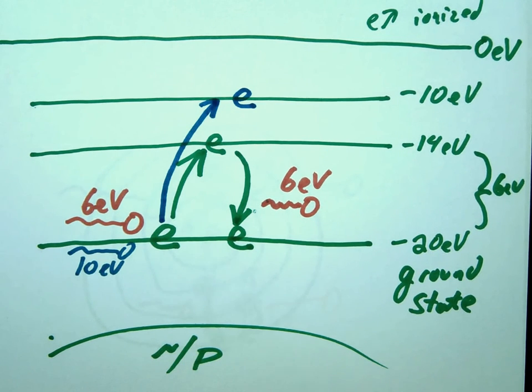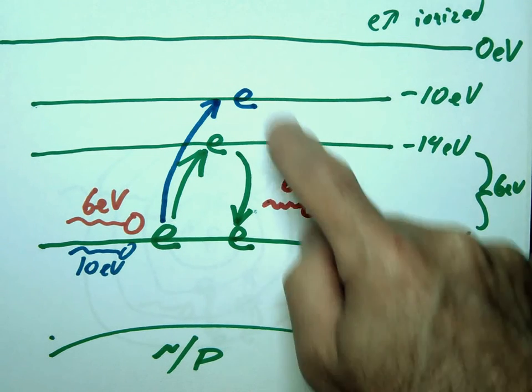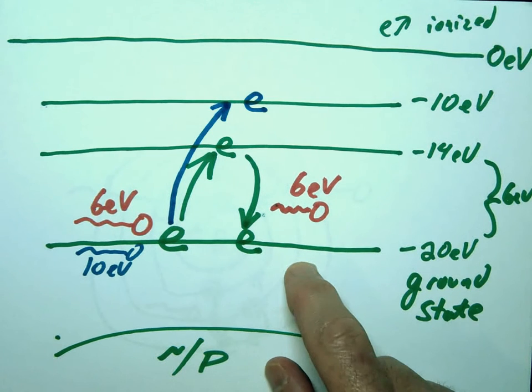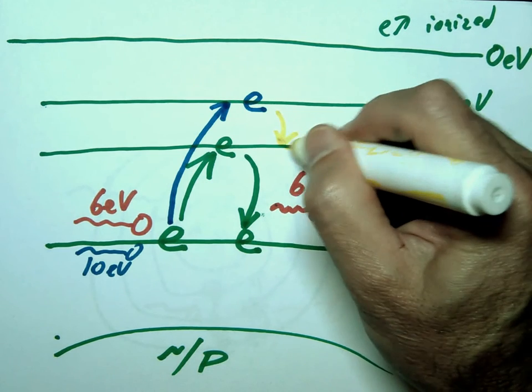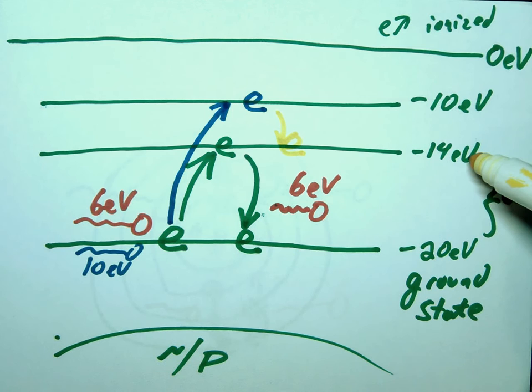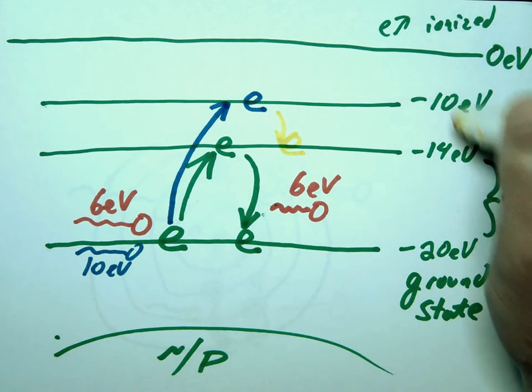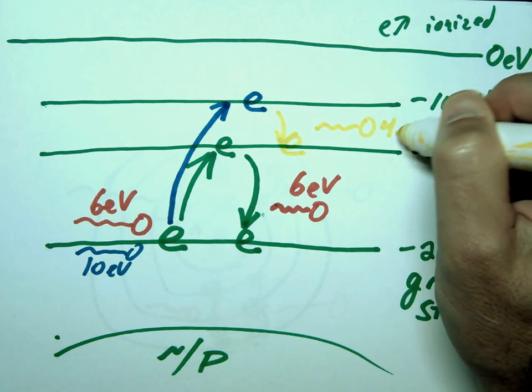So let's say that instead of dropping all the way back down, which would release another 10 electron volt photon, it drops to this level right here. If it drops down to this second level, it's going to lose 4 electron volts of energy, 10 to negative 14, so it's going to release a 4 electron volt photon.